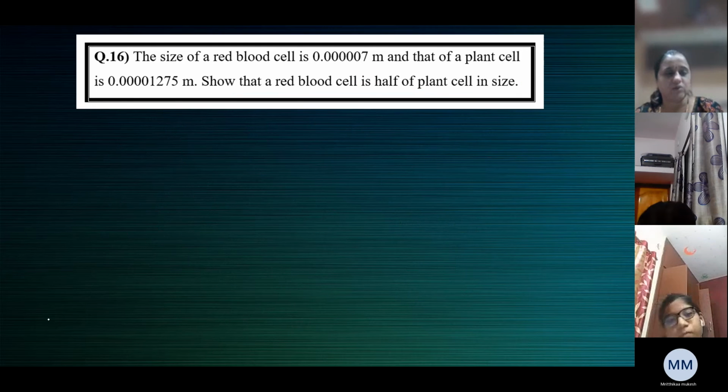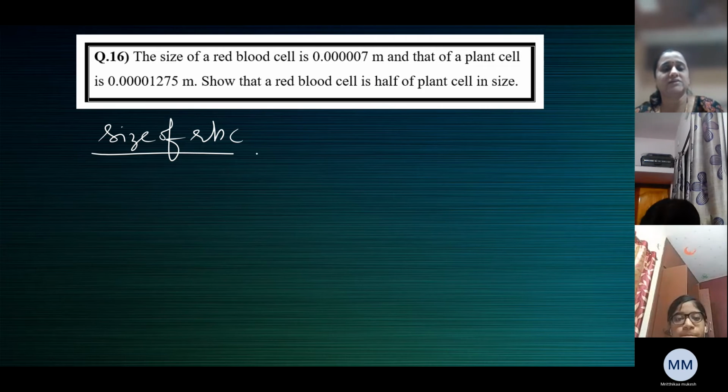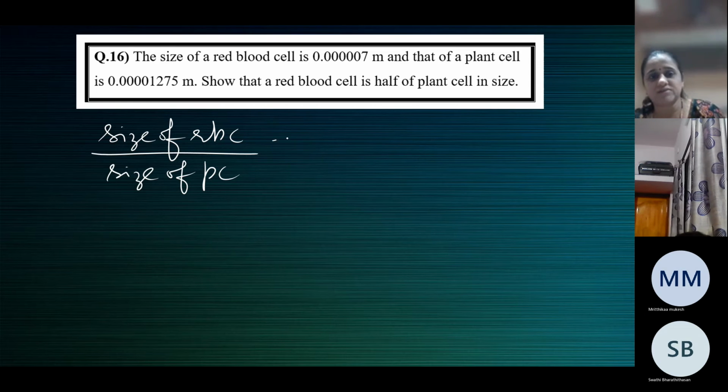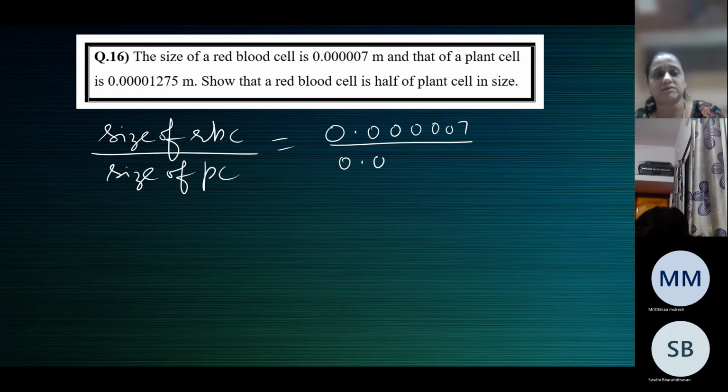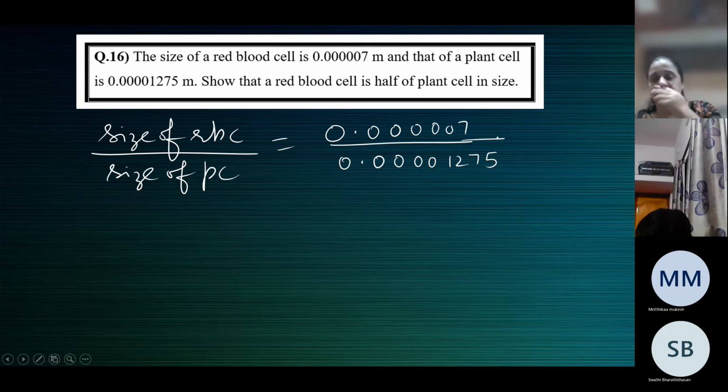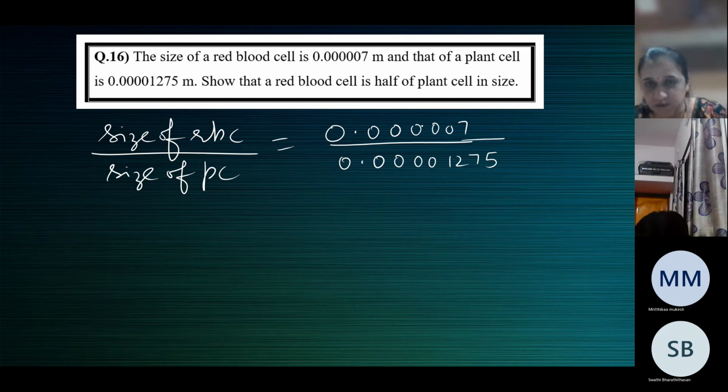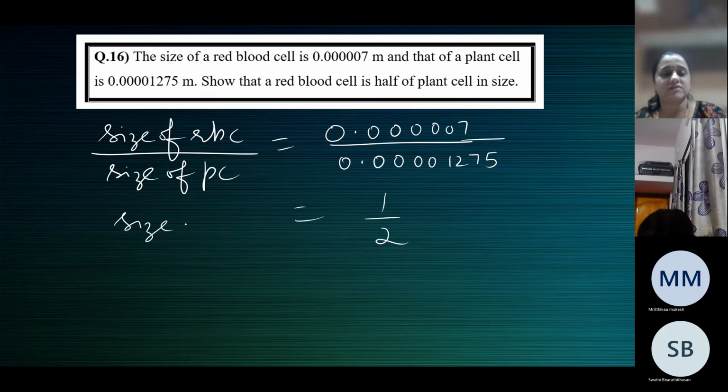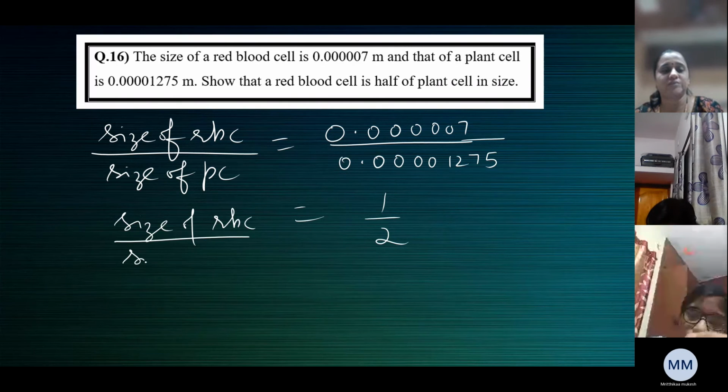See, we are going to work like this. We are going to work size of RBC by size of PC, plant cell. We're going to find this ratio. What's the size of RBC? 0.000007. And the other one is 0.00001275. Okay. So we need to work this and show that this value is half. That is, we'll have to show that size of RBC by size of PC, when you work it, is equal to half.